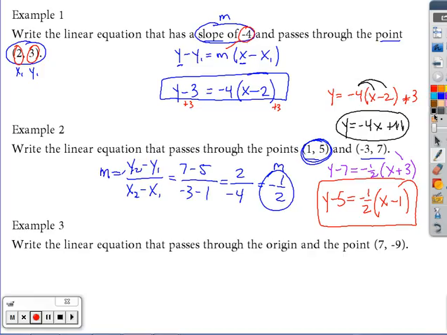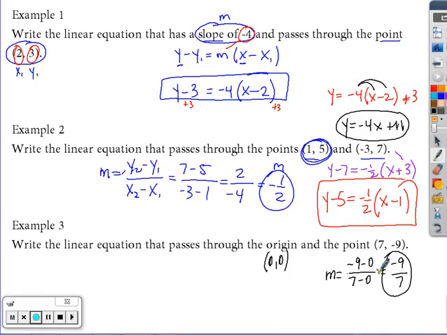Last, example 3. Write the linear equation that passes through the origin and the point (7, -9). Just trying to use some different words here for you. So the origin is (0, 0). So I'm still trying to find my slope. Some of you are better at plotting the points and drawing the slope. That's fine with me. So we have -9 minus 0 over 7 minus 0. That's going to give us -9 over 7. And that's a messy slope. So to calculate the y-intercept would be really messy and lots of decimals.